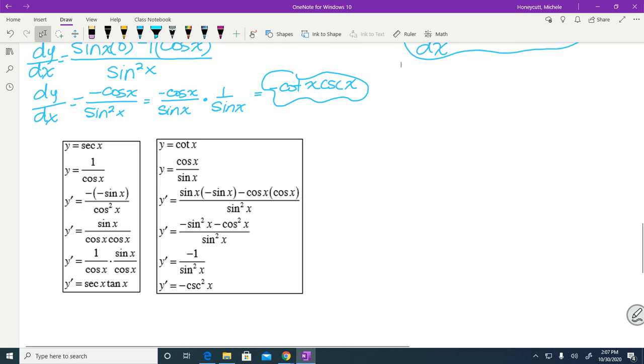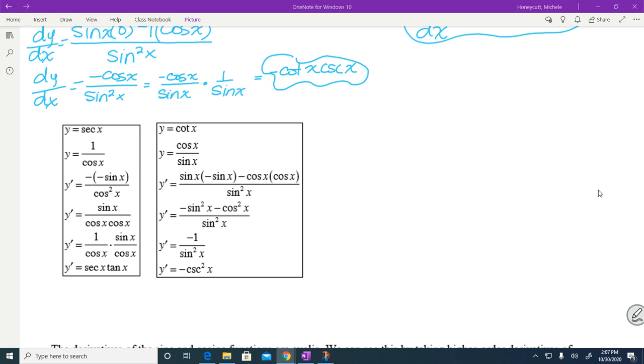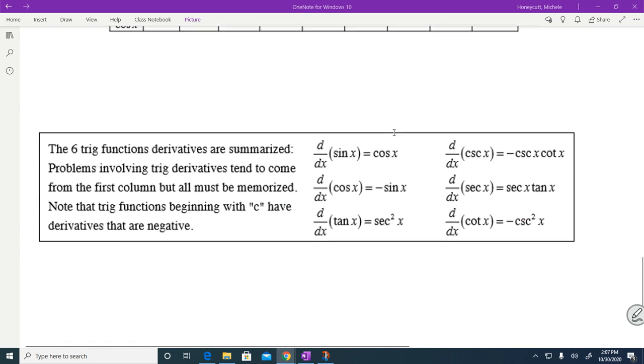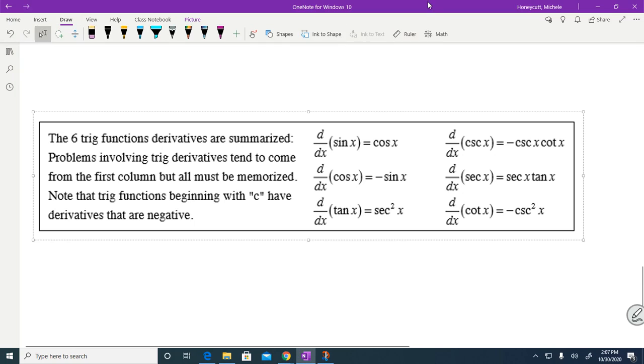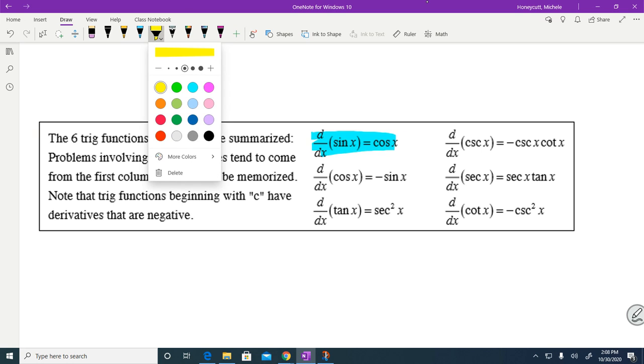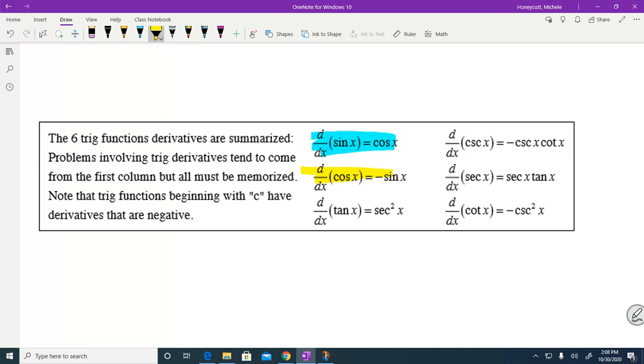So take a picture, write this down, but you need to know your 6 trig derivatives. Get out all the colors, highlighters, Post-its, whatever you need to do. But you need to memorize these. Derivative of sine is cosine. Derivative of cosine is negative sine.